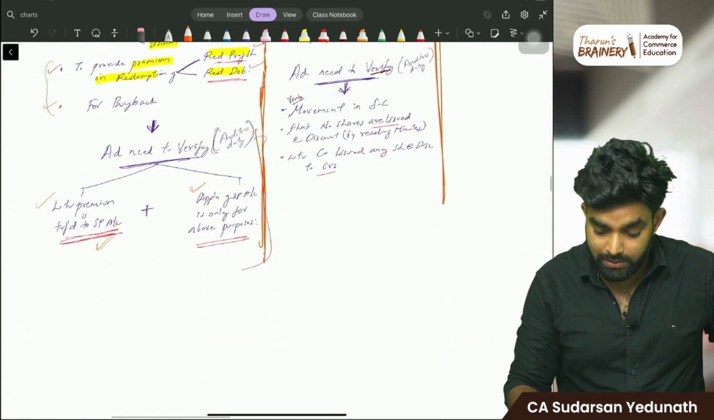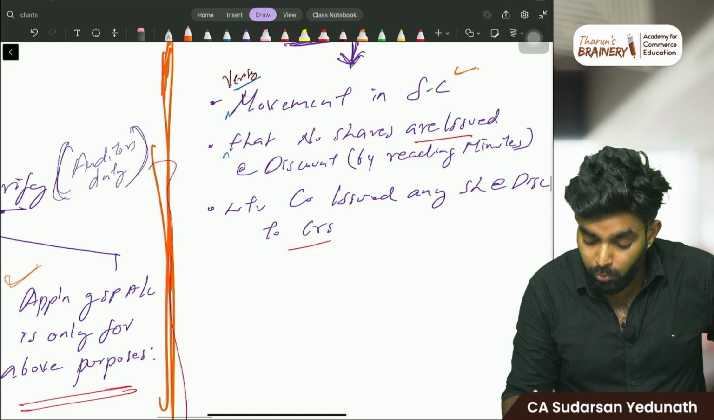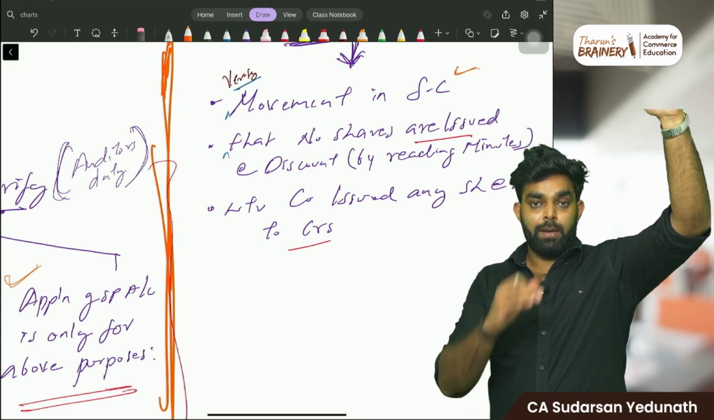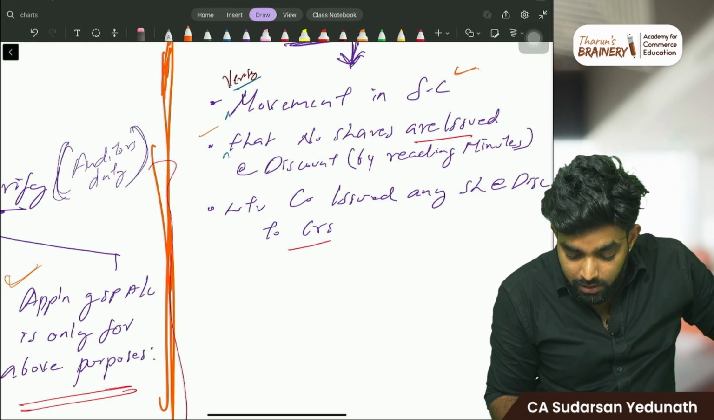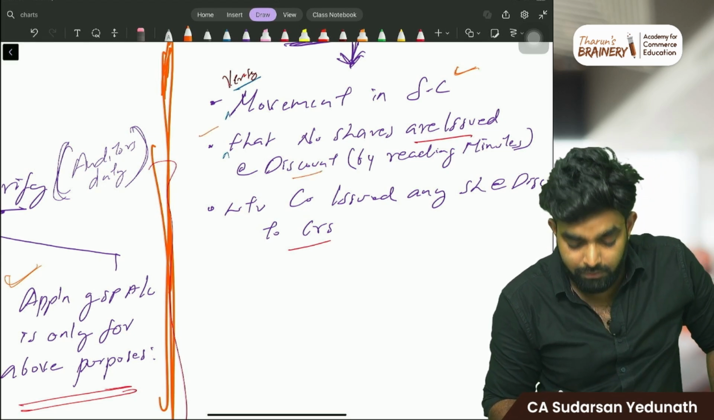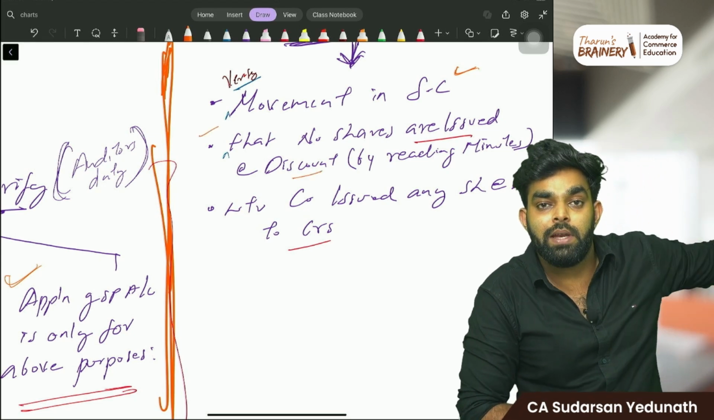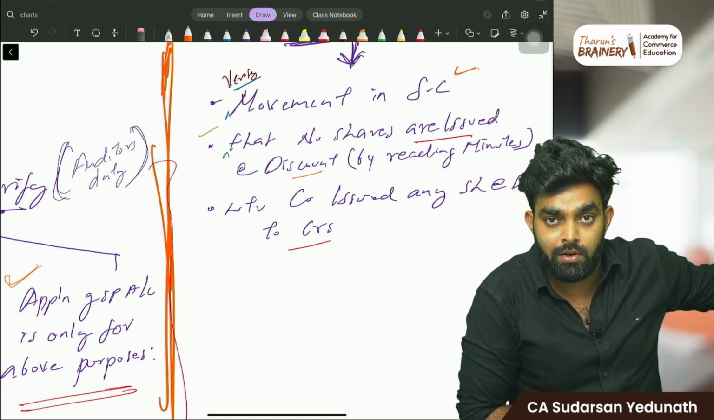So as an auditor, what are things we have to check? First, we have to check the movement in share capital. That is opening share capital, closing share capital. What was the movement in share capital? We have to check that. Then that no shares are issued at a discount. We have to check that the company has not issued any shares at discount.